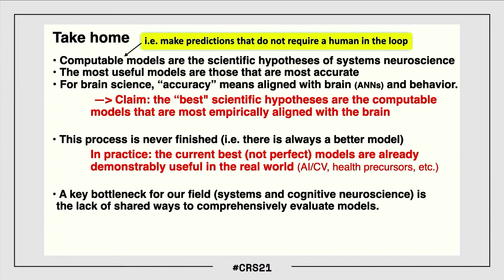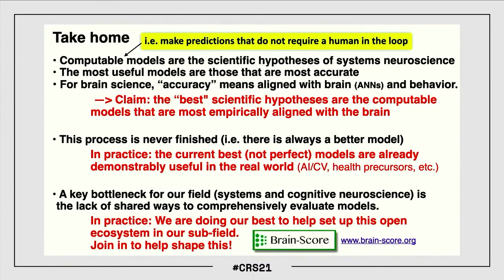A key bottleneck for our field in terms of improving the models is the lack of shared ways to comprehensively evaluate those models against what we as a field, systems and cognitive neurosciences, think those models should be able to explain. In practice, my lab and others are doing our best to help this ecosystem in the subfield of the ventral stream and visual processing. Again, I hope you join in to help us shape this on the BrainScore platform.